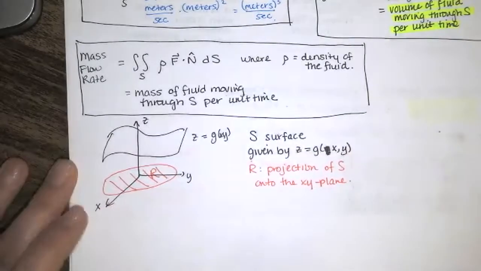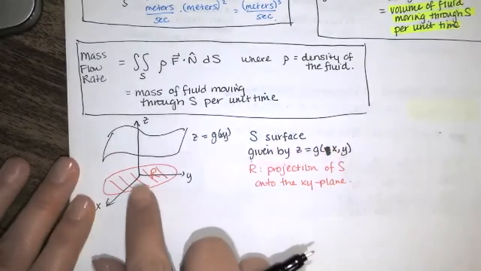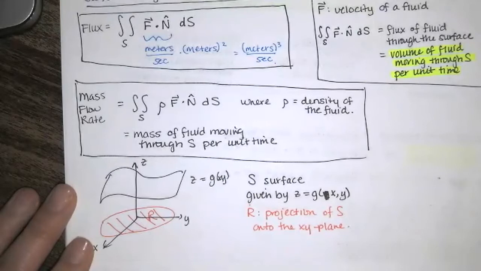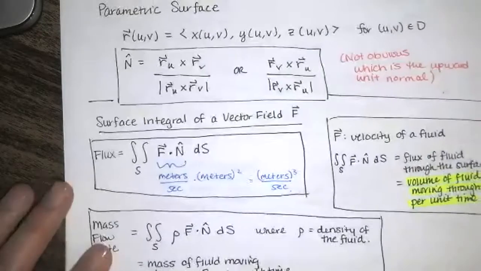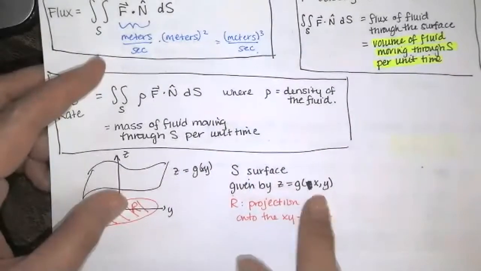Okay, so I'll take my surface, I'll look at the projection onto the xy plane, and then I can write everything here in terms of x and y. And that's if z is given by a function of x and y. If our surface is given parametrically, we'll handle this differently. But let's look at the first case, where z is a function of two variables, x and y.